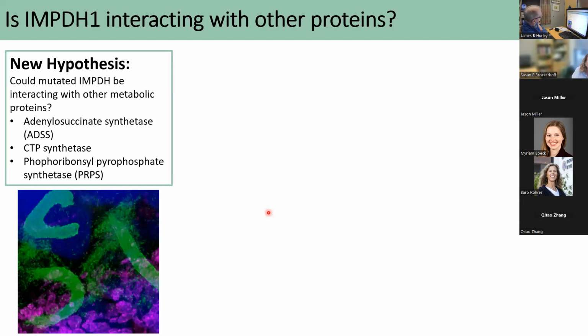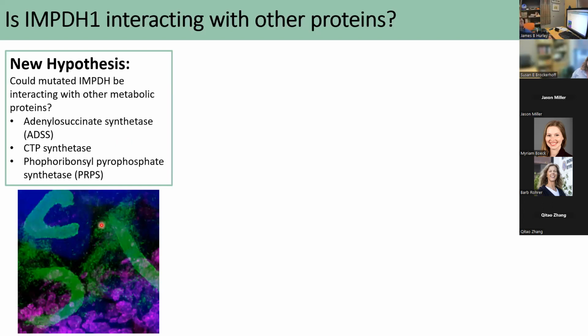And so this leads to our new hypothesis, which is, does IMPDH interact with other metabolic proteins? With K23AD, we saw a reduction in both the GMP side and the AMP side. So perhaps IMPDH is interacting with ADSS and moving it or trapping it where it's not functional. Additionally, for D226N, it could be interacting with CTP synthase, which would explain the pyrimidine perturbation, and PRPS, which is further up in the pathway. These are just a short list of some of the ones that we're thinking about.